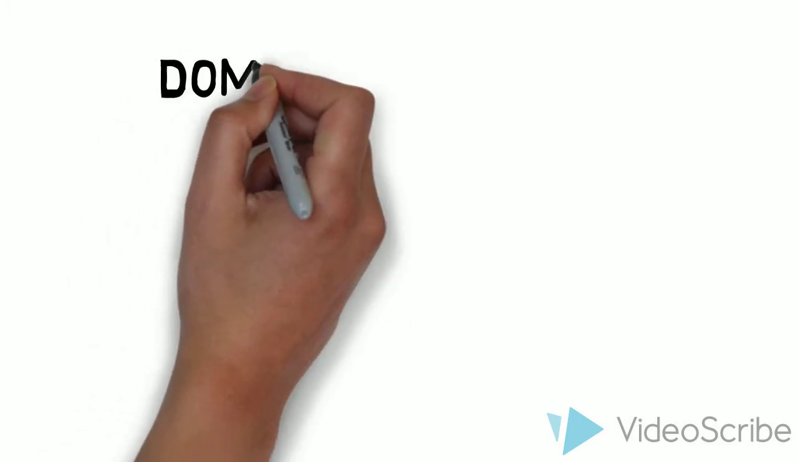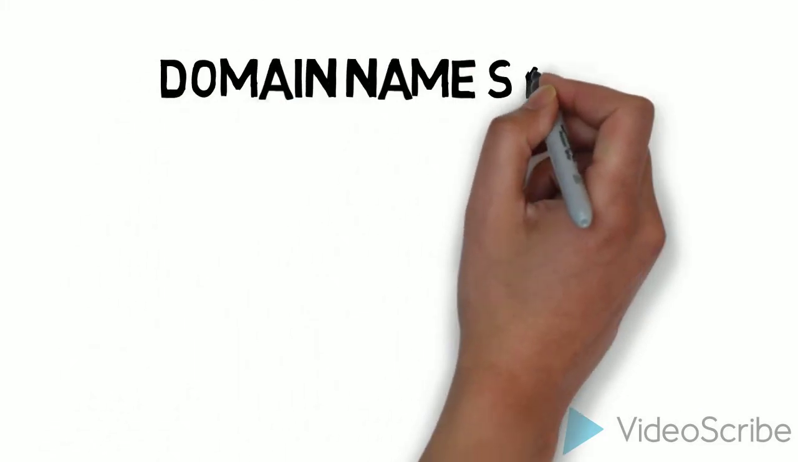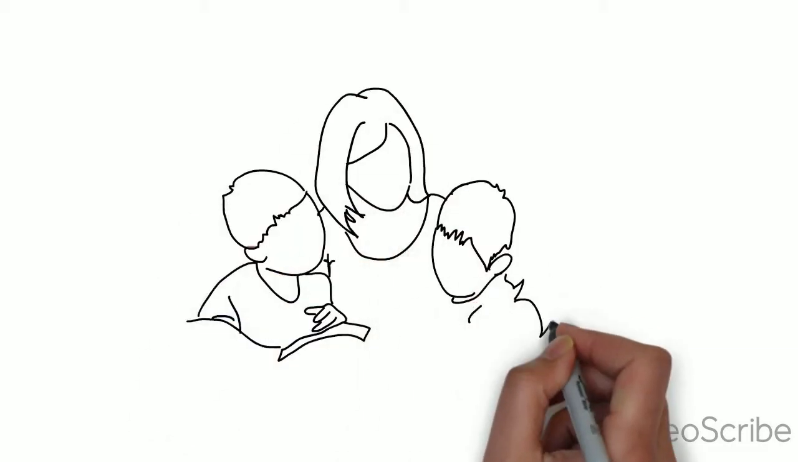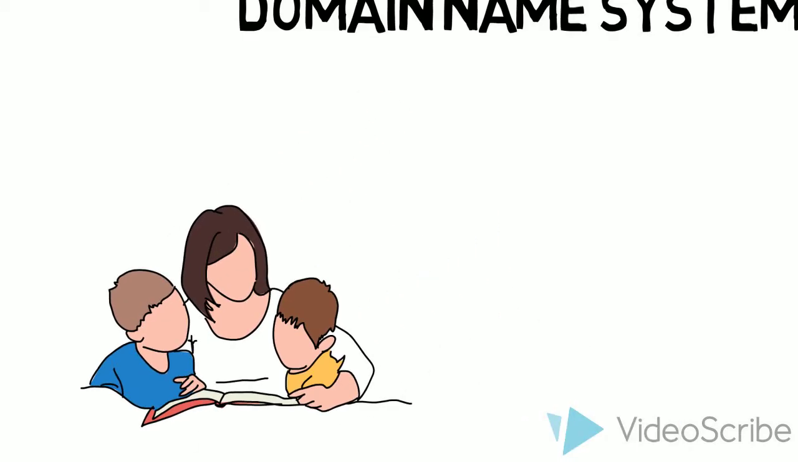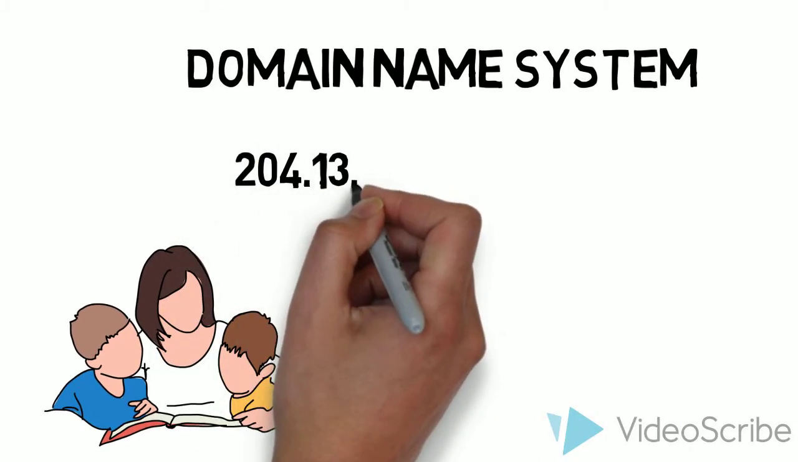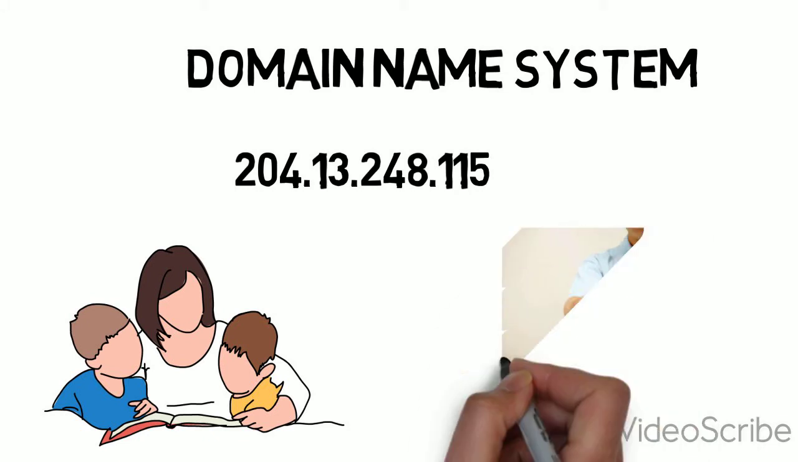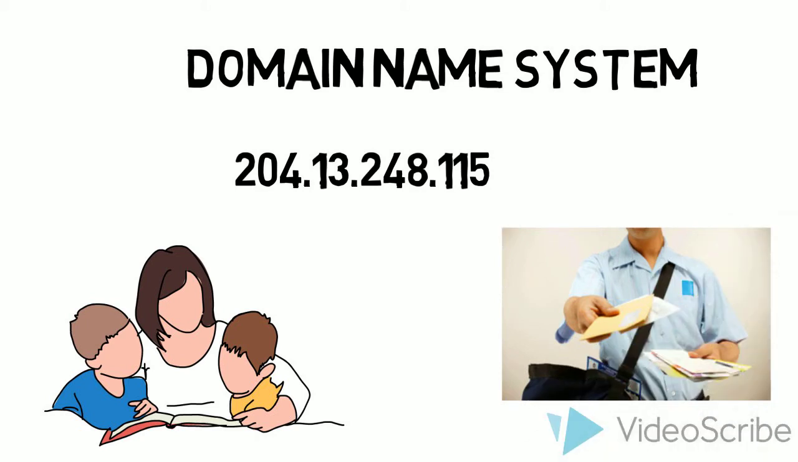Now, let's talk about the domain name system. The domain name system is used to resolve human-readable host names like www.din.com into machine-readable IP addresses like 204.13.248.115. DNS also provides other information about domain names such as mail services.